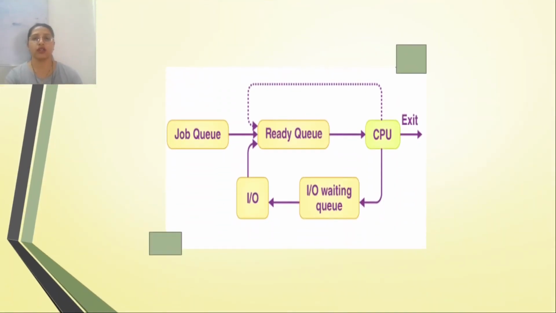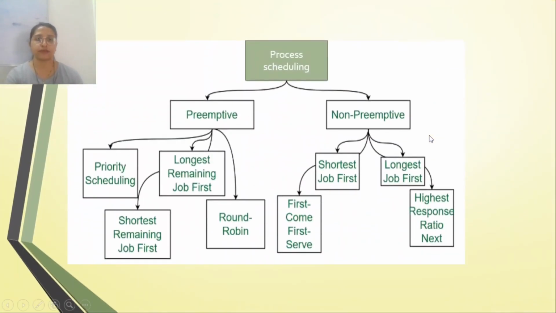Here you can see the job queue and the ready queue, and once a process is in the ready queue, it will be executed by the CPU. While executing, it may require some kind of IO operation. Then it will be placed in the IO waiting queue and given the IO devices, and then again it will be placed in the ready queue, and the cycle continues. It will be executed by the CPU, and if the operation is done, then it will be terminated.